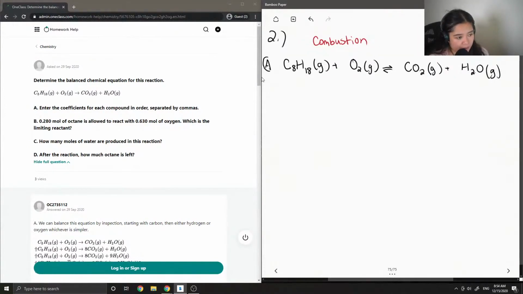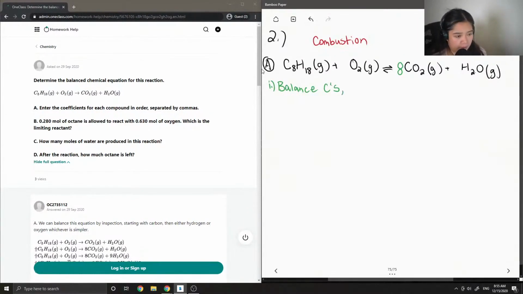Okay, so now we want to balance this equation. There's a method that I like to use when balancing combustion reactions. The first step is just to balance my carbons. When we want to balance out the carbons, you'll see that the hydrocarbon, which is octane, contains 8 carbons. So I need to write an 8 in front of CO2 so that my carbons are balanced.